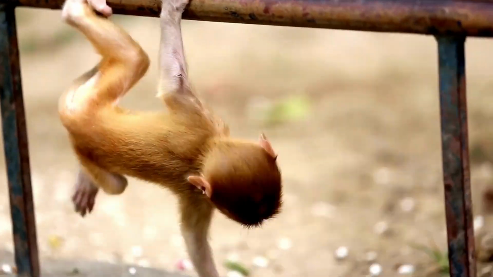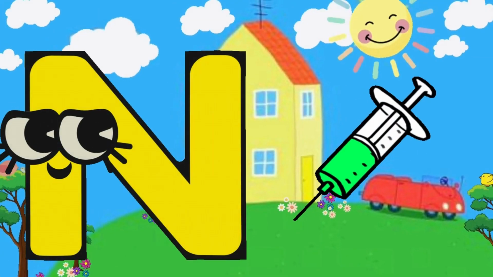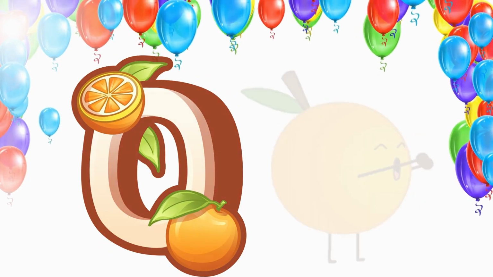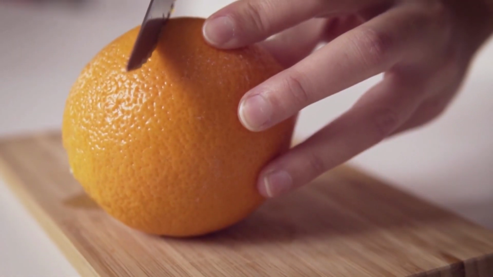M, monkey. N is for needle. N, needle. O is for orange. O, orange.